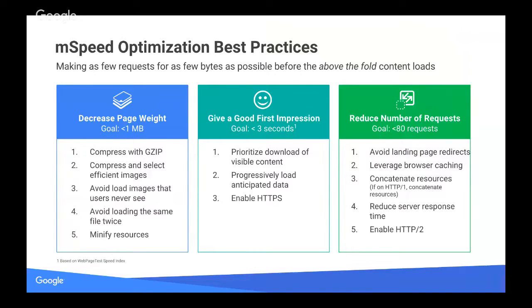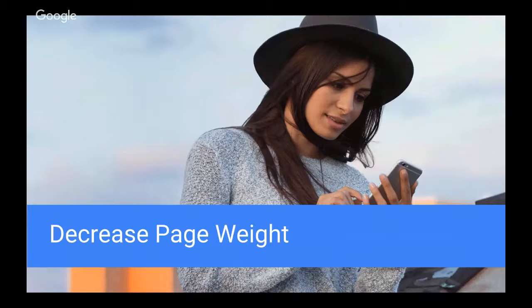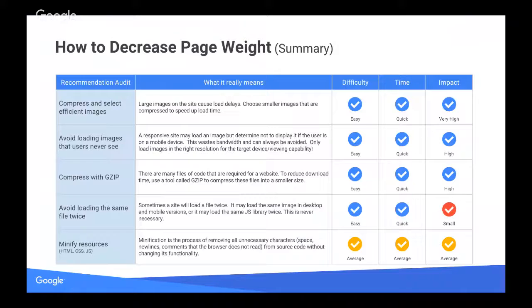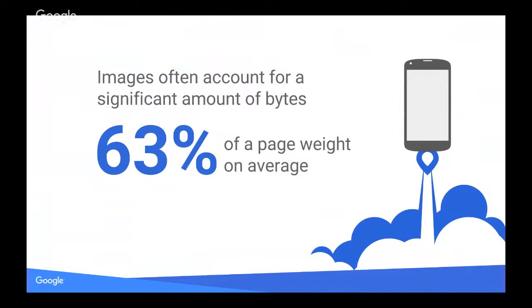So first things first, decrease page weight. Here is the list of things you can do to decrease page weight. But allow me to pick the first one, which is compress and select efficient images, as the example to show you today. Images often account for a significant amount of bytes on your website. On average, they take up around 63% of page weight.